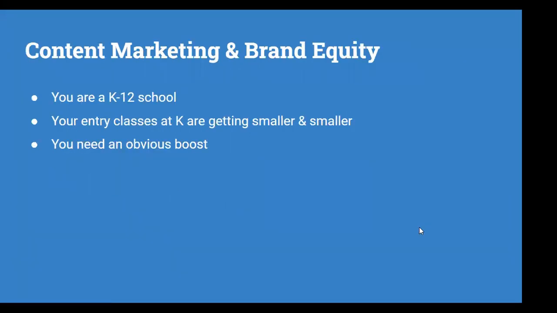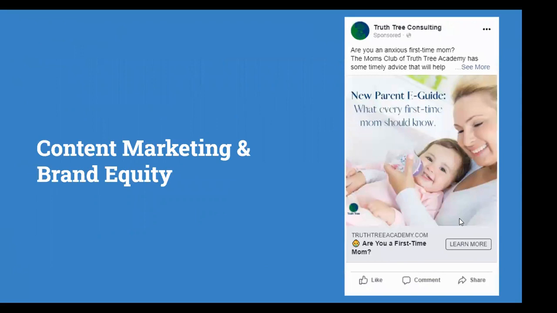So let's pretend, for the sake of argument, that the school we're talking about is K-12. Entry level is obviously K, but K is smaller and smaller, and you need an obvious boost. So if you can present your brand to parents at this stage, as you can see from this ad that we've created here, if you can provide value for parents at this stage, even though you start at K, age 5, I guess, you're really going to put yourself in the pole position for families when it comes time to search for an independent school.